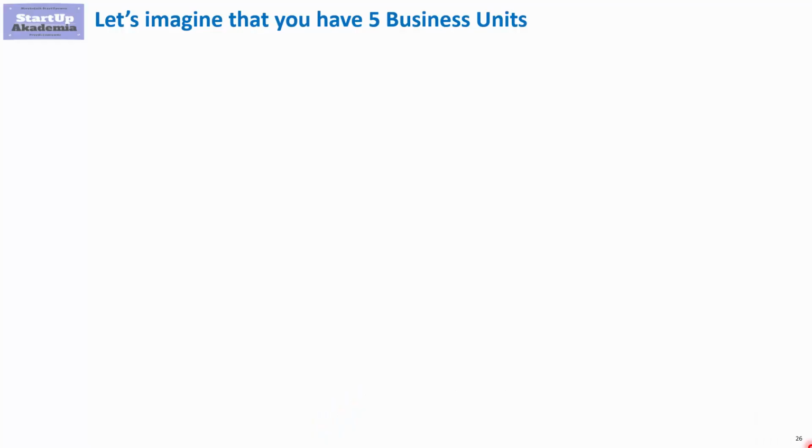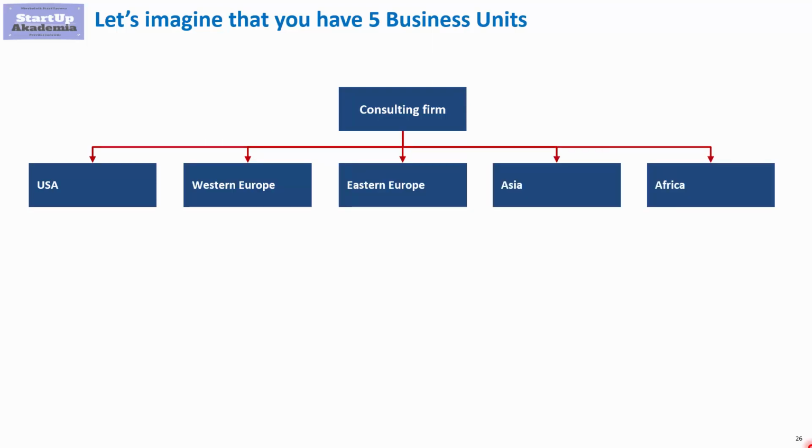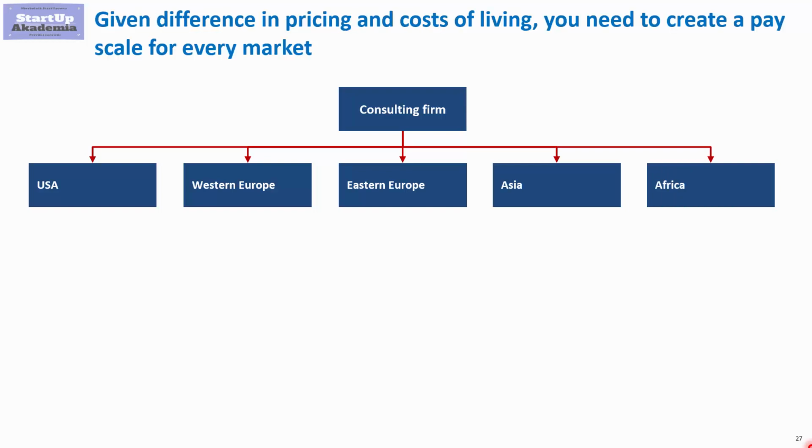So let's imagine that we have 5 business units of a consulting firm. One is operating in the USA, the other one in Western Europe. We've also got presence in Eastern Europe, Asia, and Africa. Since there will be differences in pricing and cost of living, we should create a pay scale for every market, and those pay scales will look different for each and every market. And this is what we have in mind when we are talking about a pay matrix.